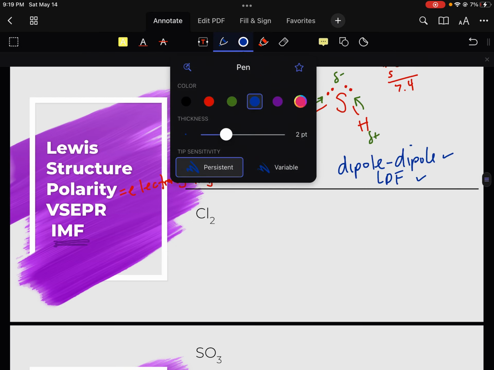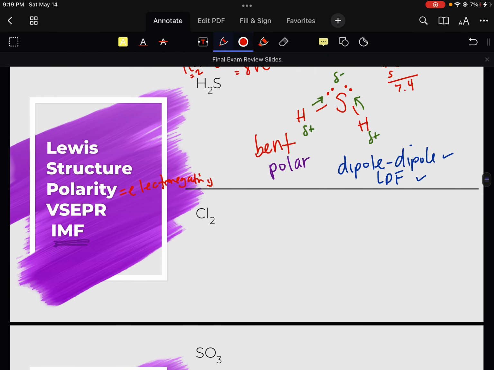So let's look at chlorine. Each chlorine has 7 valence electrons, so that means it's a total of 14. When I draw my chlorine, I start off by just connecting them with a line, because everything has to connect with a line. And now I can just keep drawing my dots until I get up to 14 total.